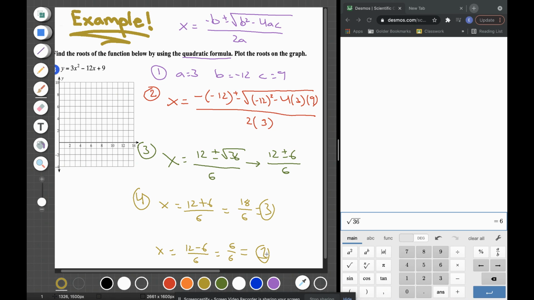Again, so those are your 2 zeros. Again, you're going to plot them on your graph. You have one at 1 and another one at 3. Cool. So there's your 4 steps for solving this using the quadratic formula, finding the zeros or the roots.